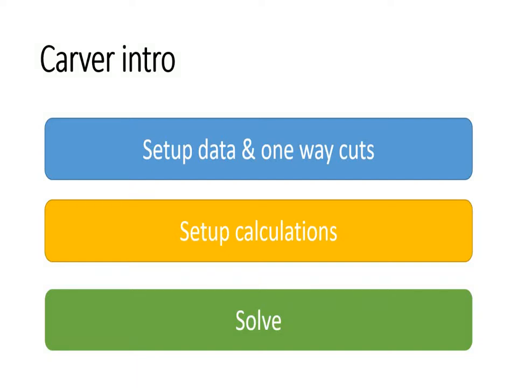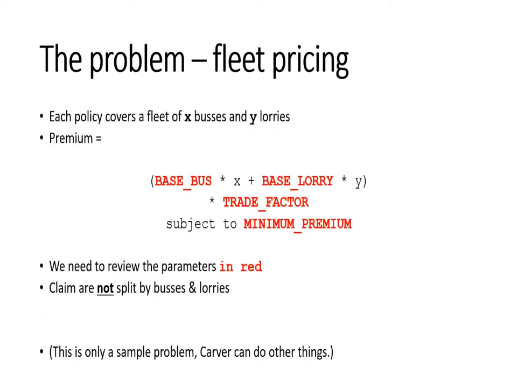So here's the problem that we will be solving. This is a simplified fleet product. It's slightly simplified to make this demonstration easier to follow. Each policy in this product consists of X buses and Y lorries.